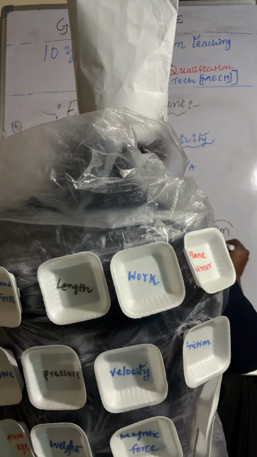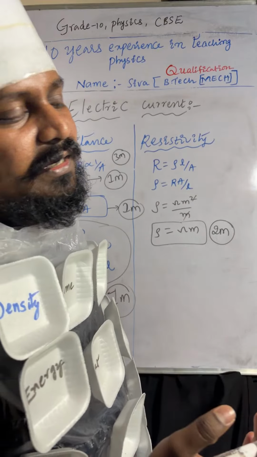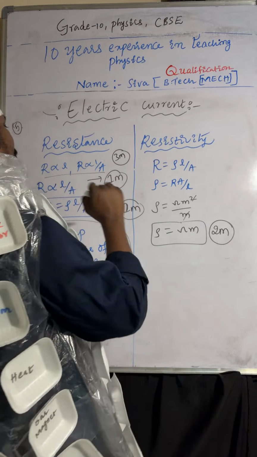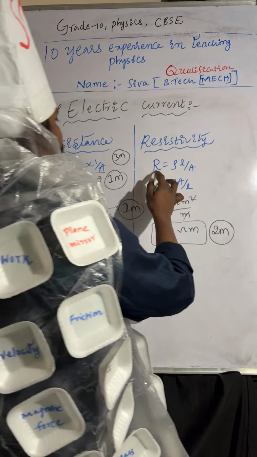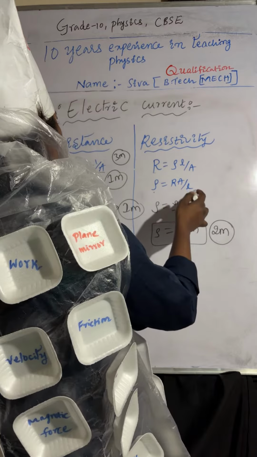Okay, directly for 2 marks, they will ask this question: derive the SI unit of resistivity. You can write from here, no problem. R is directly proportional to L, and R is inversely proportional to A. So, R equals rho into L by A, where rho is the proportionality constant. Rho equals RA by L.